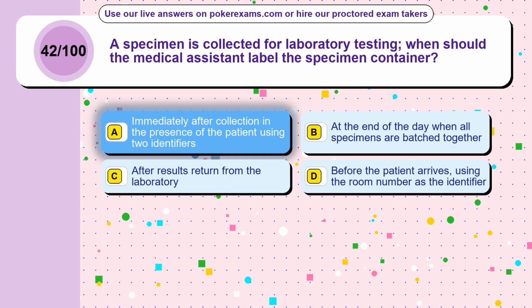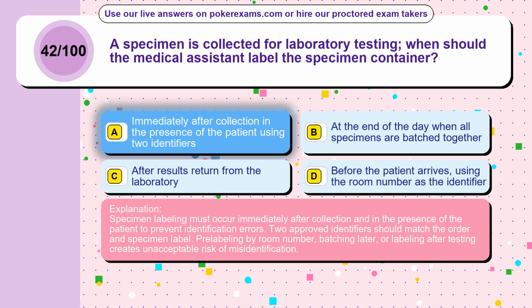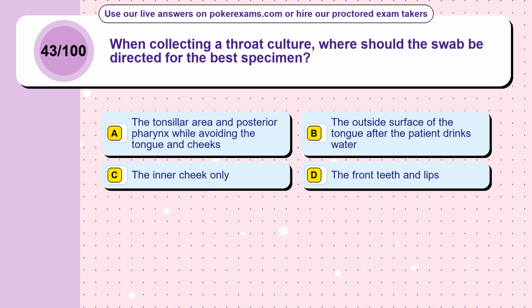Immediately after collection in the presence of the patient using two identifiers. Specimen labeling must occur immediately after collection and in the presence of the patient to prevent identification errors. Two approved identifiers should match the order and specimen label. Prelabeling by room number, batching later, or labeling after testing creates unacceptable risk of misidentification. Question 43. When collecting a throat culture, where should the swab be directed for the best specimen?